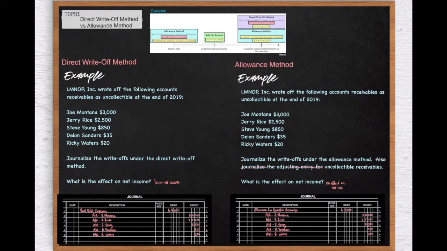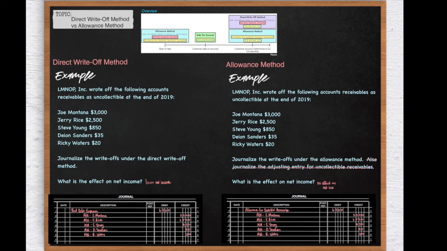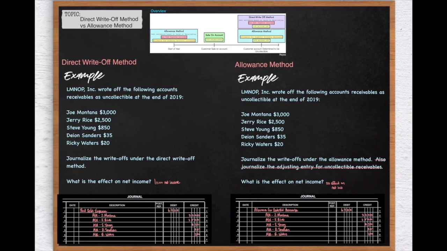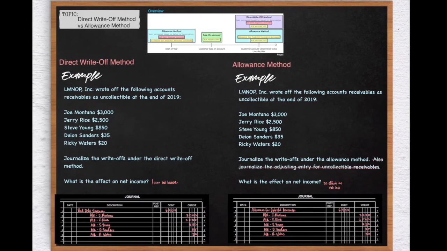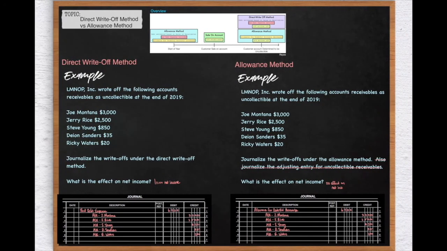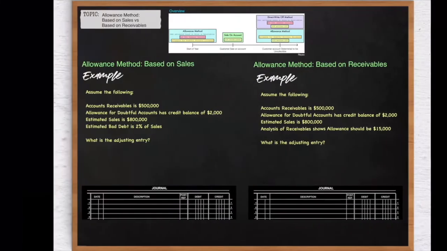So hopefully that helps to contrast between the direct write-off method and the allowance method. One debits the bad debt expense when it's written off, and one debits the allowance for doubtful accounts when accounts are written off. Next, we're going to go over how we estimate when we're using the allowance method.